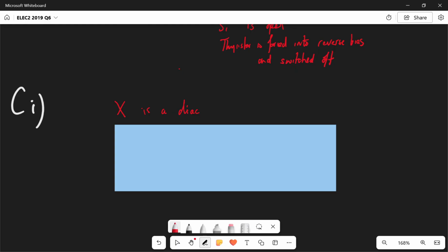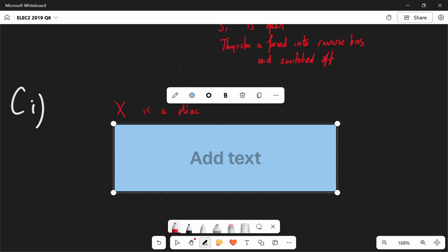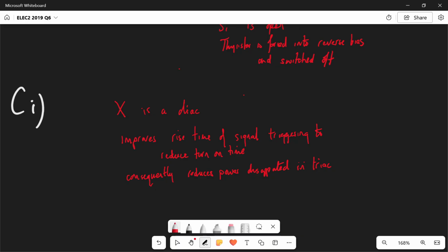Now, there is almost a set answer that the exam board would give, and that's what I'm going to give here. And that is that the diac improves the rise time of signal triggering to reduce time on time, and it consequently reduces power dissipated in the triac. Okay, well, that's probably difficult to understand. What are they trying to say?